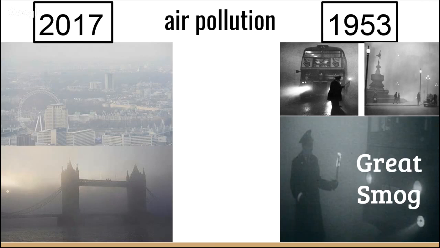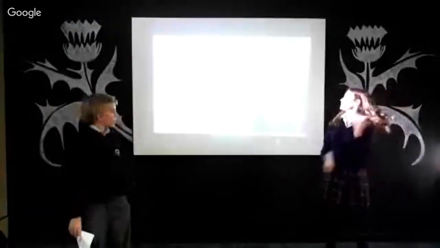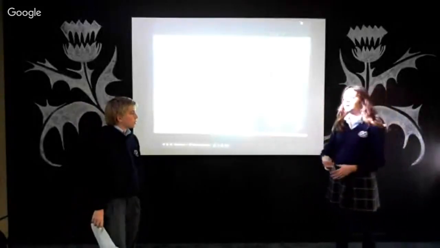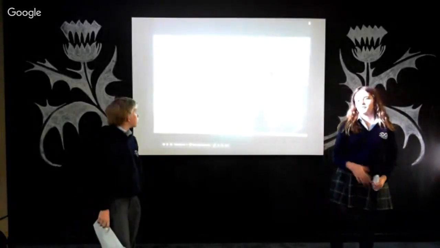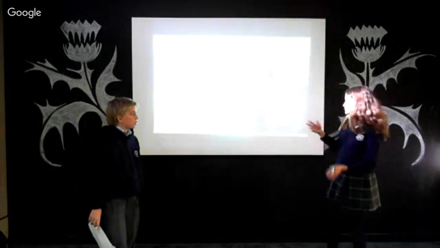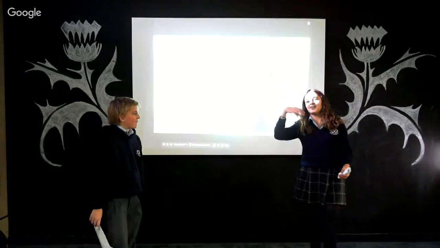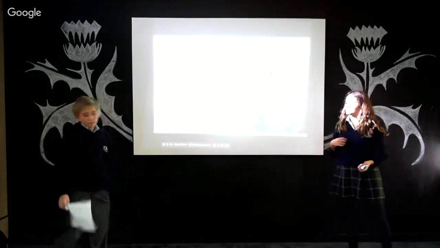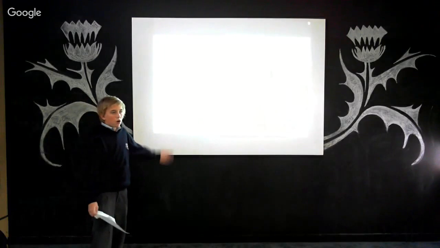The Great Smog has to do with migration because at that time the Industrial Revolution was just new, and migrants came, obviously for jobs, for better jobs and better lives, and more factories were made, and there was more smog in the air because of the pollution that came out of the factories. These are the sources that we used for our presentation.